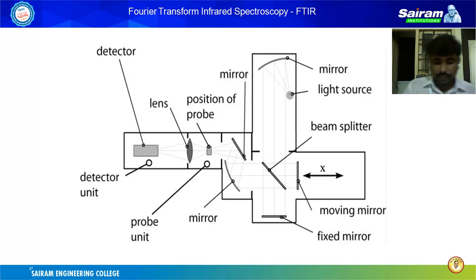The heart of an FTIR spectrophotometer is a two-beam interferometer, most commonly of the Michelson type. The basic optical components of the interferometer are shown in this slide. The radiation entering the interferometer is split into two beams with the help of a beam splitter. This is called the beam splitter.